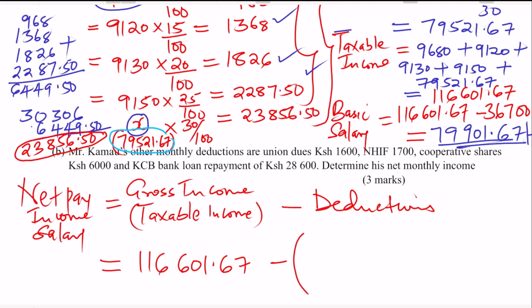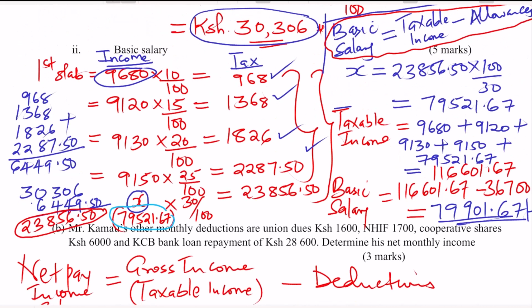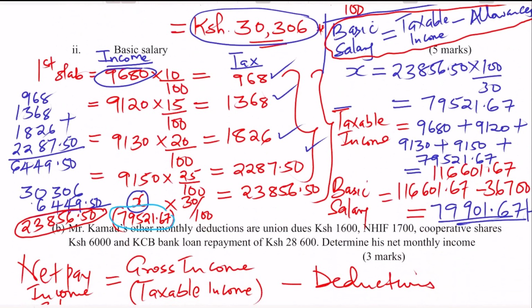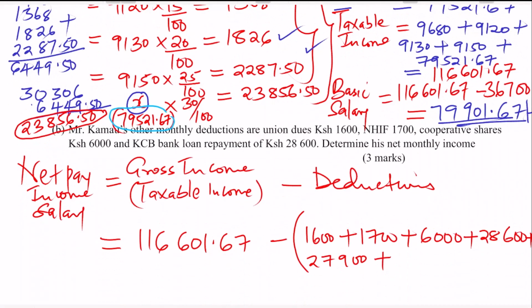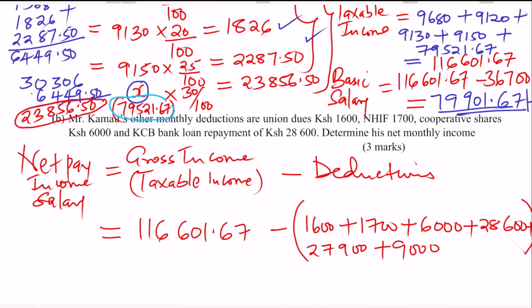We begin with the ones that you can see here. Union dues, which is 1,600, then plus 1,700 for NHIF. Then cooperative shares, we have 6,000. Then we have KCB loan repayment of 28,600. We still have others, like this one here that you should not forget. There is the income tax. Don't forget the income tax paid. It was 27,900. It is part of the deduction. Then we also have another deduction. This one, insurance policy, for which he paid 9,000 premiums monthly. So that one is a deduction. The insurance 9,000, get it there. So those are the deductions that we have.